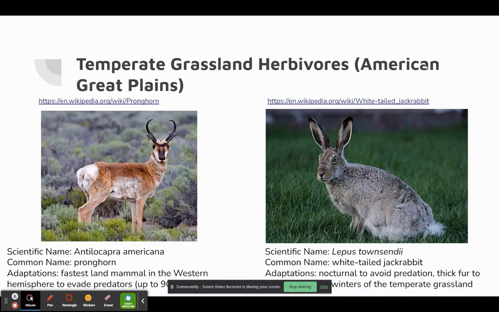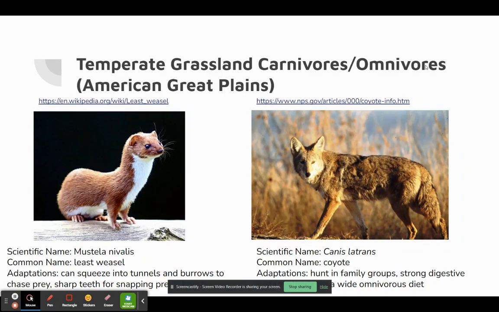Now, this thick fur is also seen on the white-tailed jackrabbit, a smaller animal that would be the type to hide in the switchgrass that I showed on the last slide. They're also nocturnal to avoid predation because, once again, the temperate grassland is just full of predators. And of course, it has that thick fur to help it blend in the snow and also survive those cold winters.